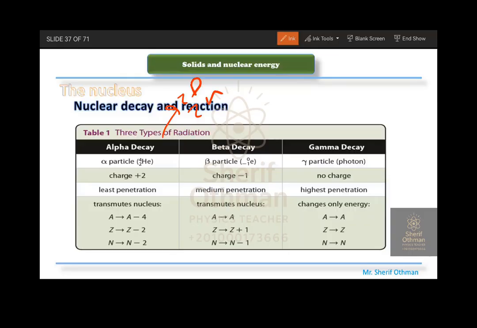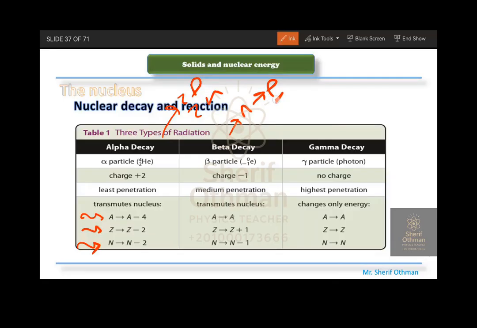The atomic number is going to lose 2 as 2 protons are lost. So the atomic number Z will decrease by 2. The mass number will decrease by 4, as we lose 2 protons and 2 neutrons. Beta decay. In beta decay, 1 neutron changes into 1 proton.